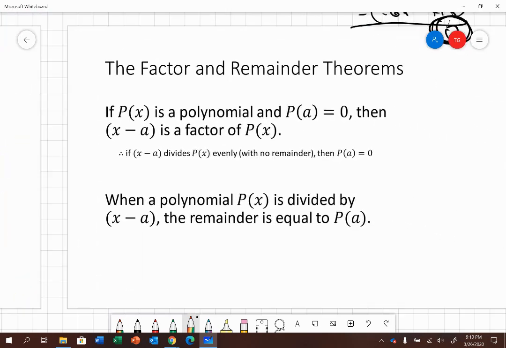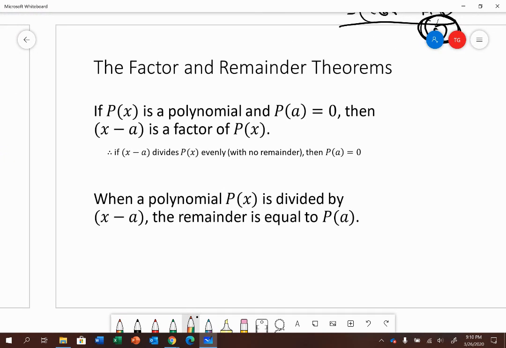There are two things. They're called the factor and remainder theorems. They're basically the same thing. What it means is this: if p of x is a polynomial and p of a is equal to 0, that means that x minus a is a factor of p of x. Another way to say that is that if the polynomial x minus a divides p of x evenly, that is, with no remainder, then p of a is equal to 0.